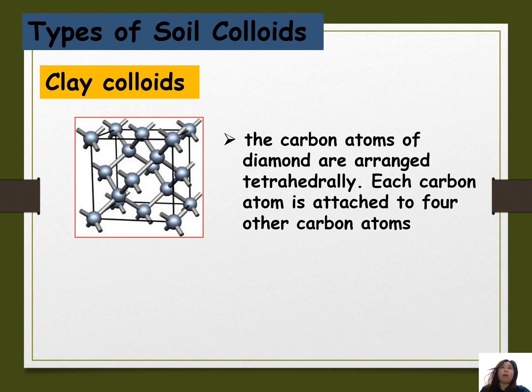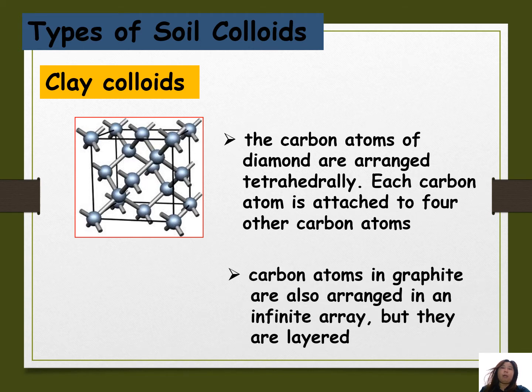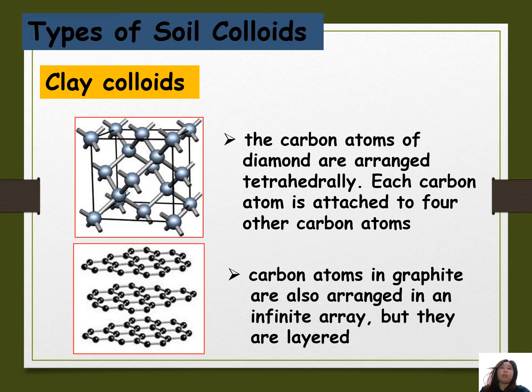These are the carbon atoms of diamond that are arranged tetrahedrally, and each carbon atom is attached to four other carbon atoms. If we take a look at the carbon atoms in graphite, they are also arranged in an infinite array but are layered. And because of these different arrangements, they will have different properties.